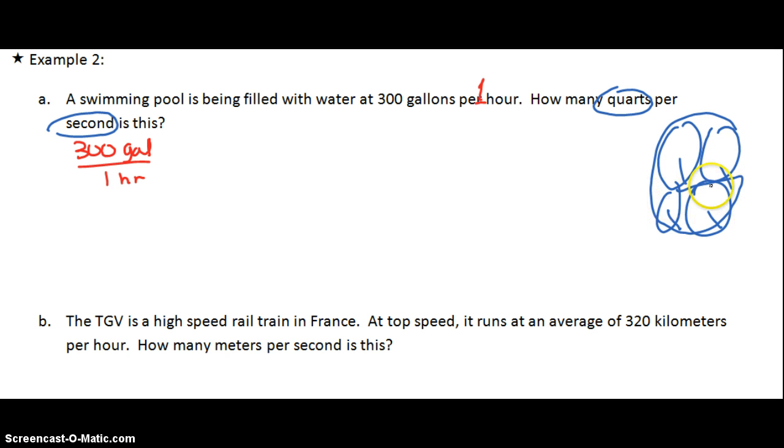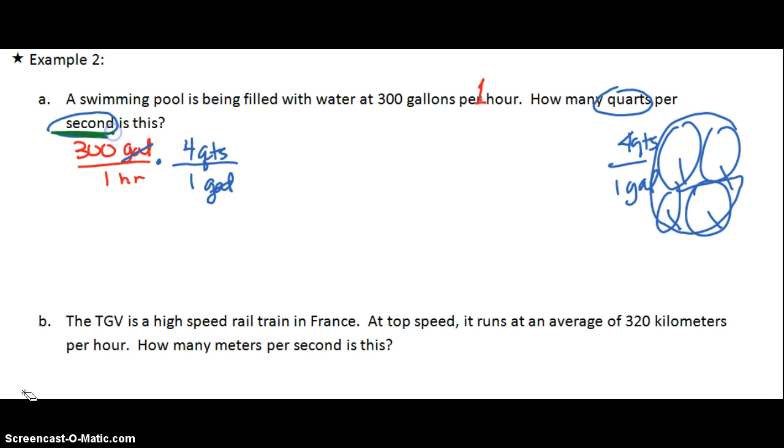4 quarts in a gallon. So I can either write 4 quarts on top to 1 gallon, or I can put gallon on top. Looks to me like here I want gallons to be on the bottom. So 4 quarts to 1 gallon. That's going to allow my gallons to cancel. So yay, I've got my quarts. But hold on, I have to take care of hours.